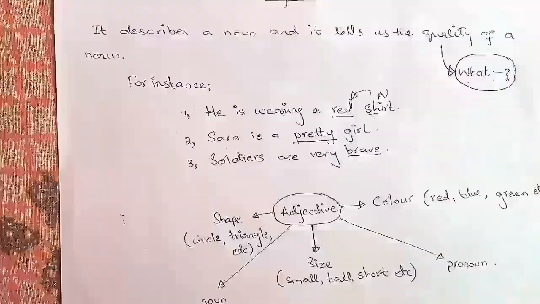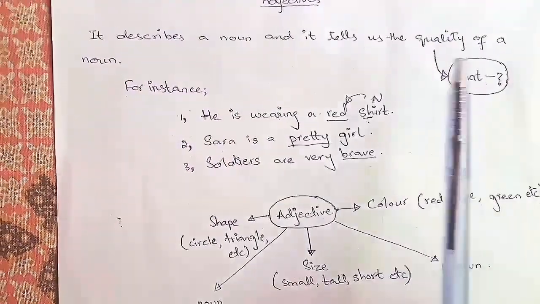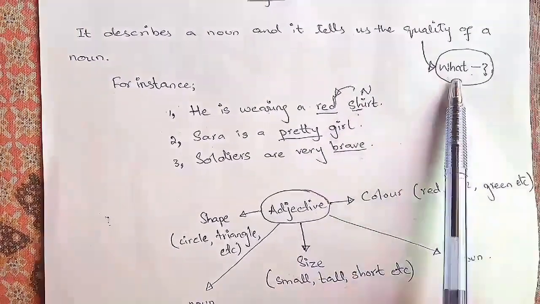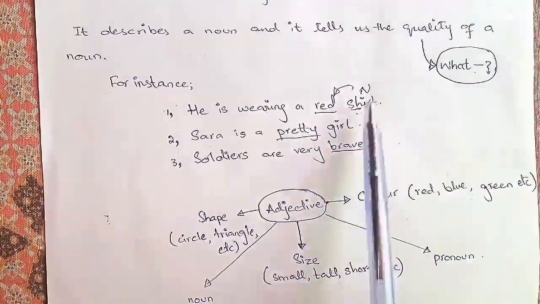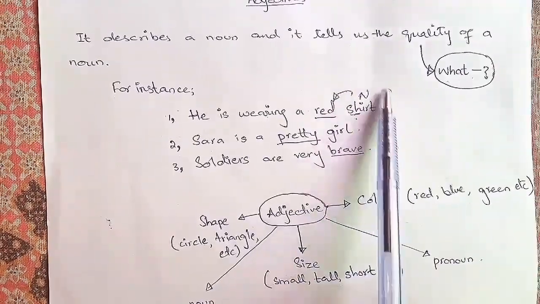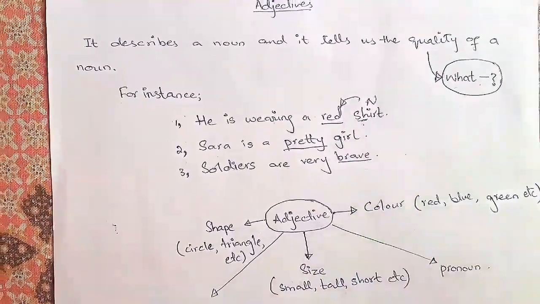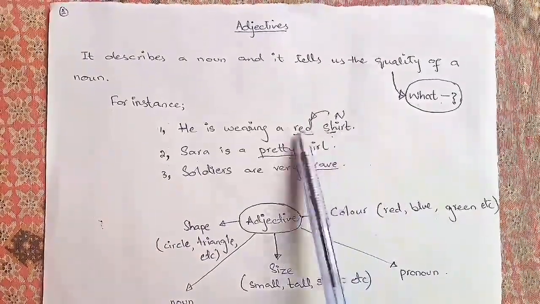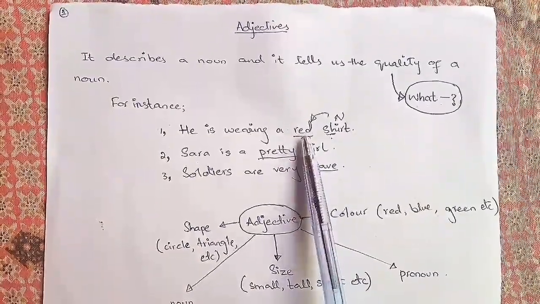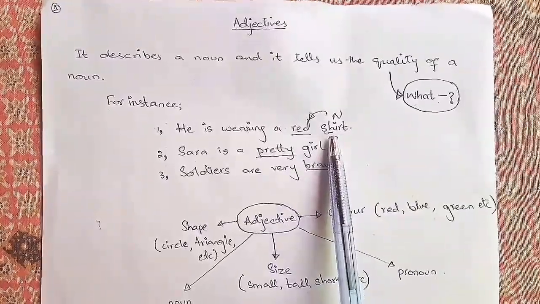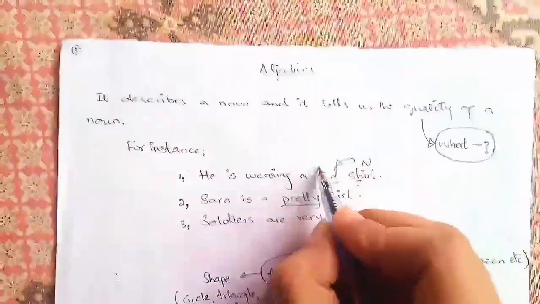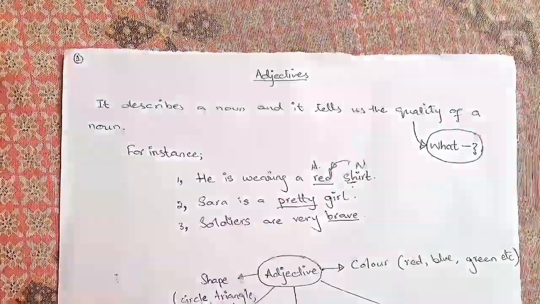So over here, you have to find out the quality of a noun. You have to answer the question what. What kind of quality does the shirt contain? So what's the quality of the shirt? The shirt is red in color. So what did you learn about the shirt? Red. So red will be the quality. So it is an adjective.